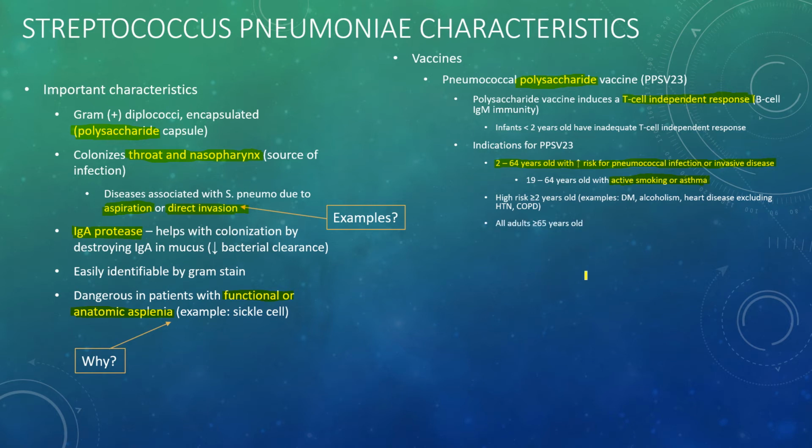And once you hit 65, everyone gets PPSV23. Remember, all older elderly people are at high risk of pneumococcal infections, so they need to be protected. And this vaccine is a way to protect them.